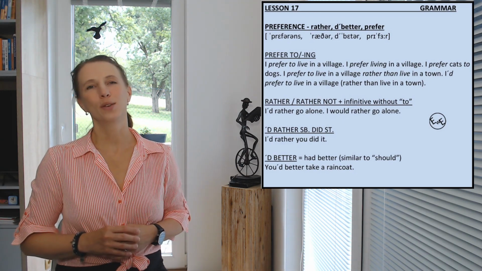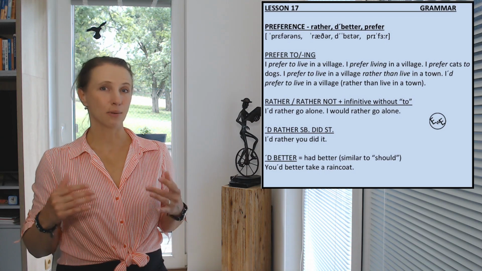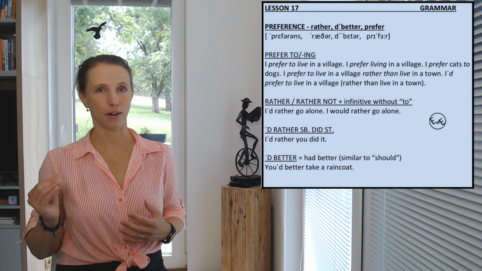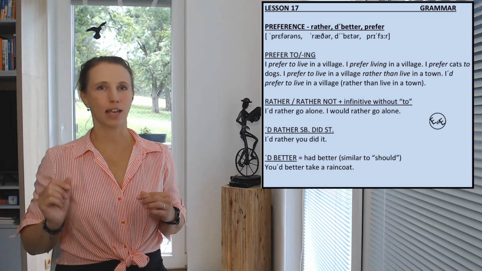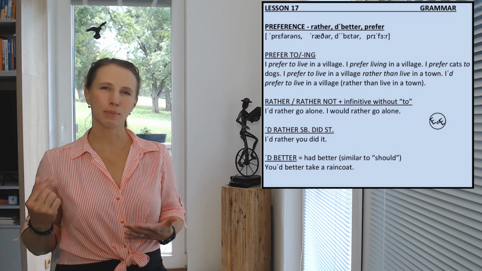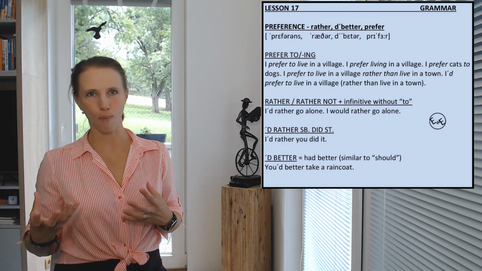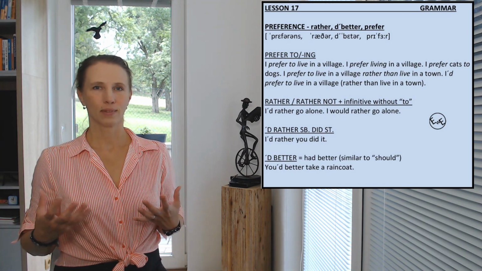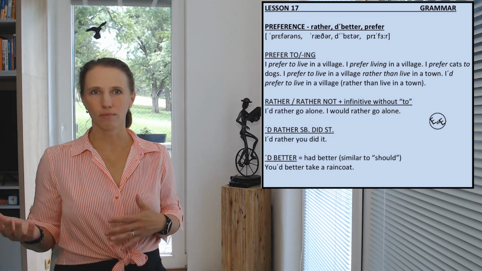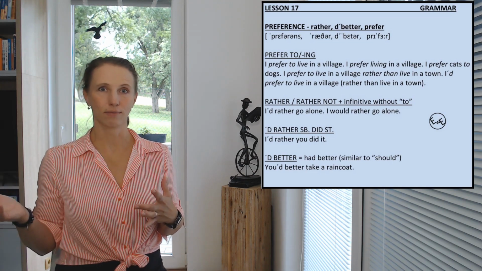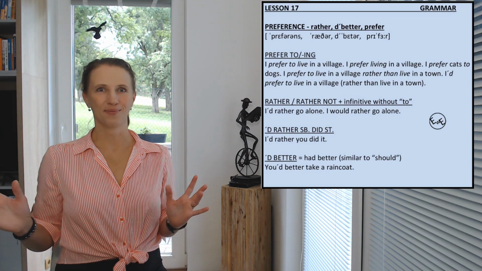Then you can use had better. Be careful, this is not would, it's had better, and it's usually abbreviated. So, I'd better go home. This means something like I should go home. It's recommended. I'd better leave now. It seems that they might fight together. So I'd better go home now.